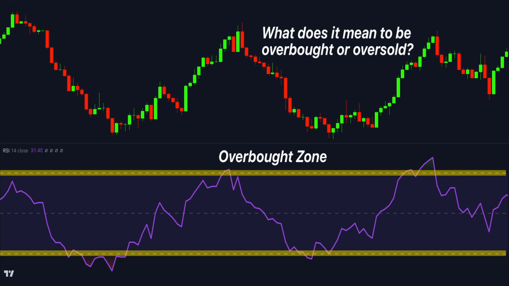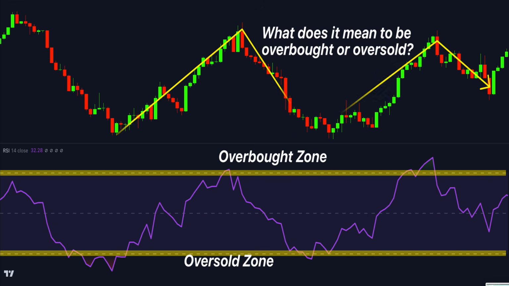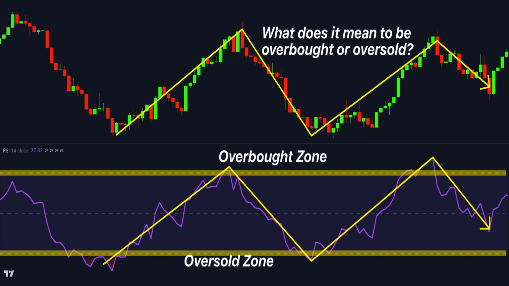At this point, it's considered to be oversold and the price is likely to begin moving upwards again. This is the basic idea of the RSI. Price moves up and down between highs and lows, and the RSI aims to give you an idea at what point these highs and lows might occur.